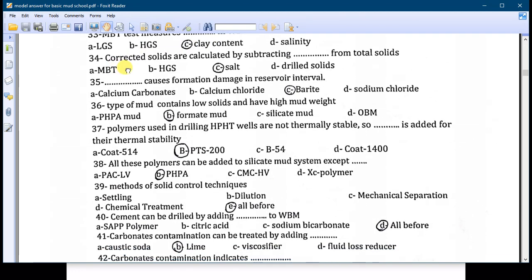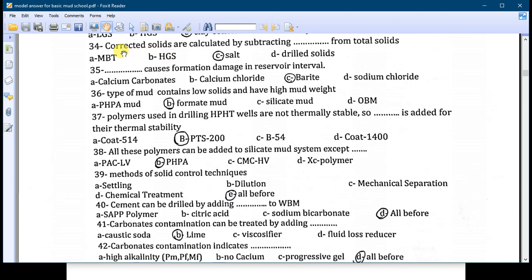Number 34, corrected solids. What is the difference between the corrected solids and the retort solids? Actually, the corrected solids equal the solids minus the salt which is dissolved in the mud. Okay, so here the corrected solids are calculated by subtracting the salt from the total solids.